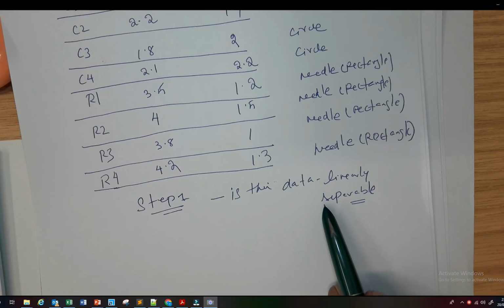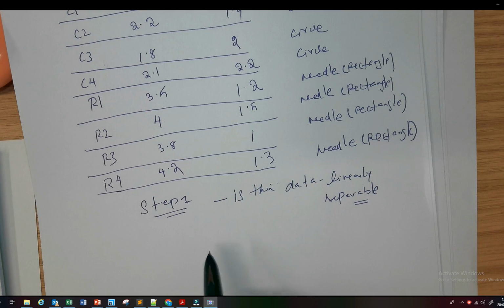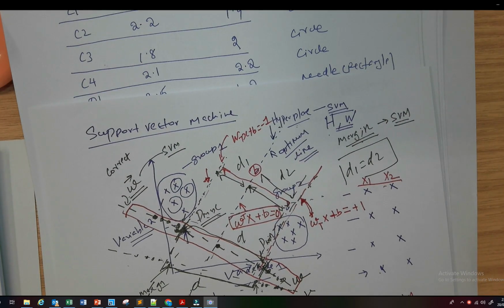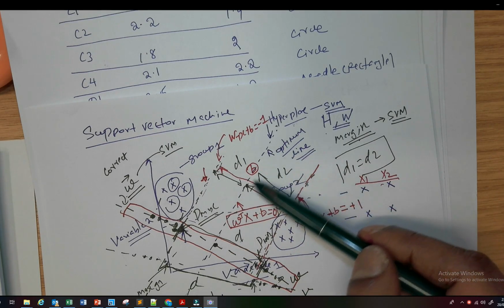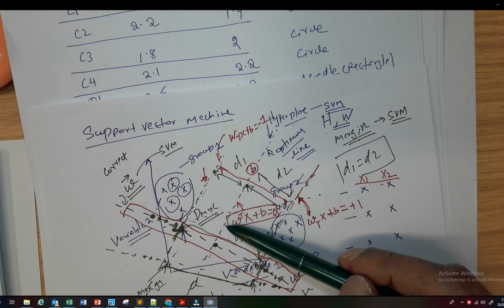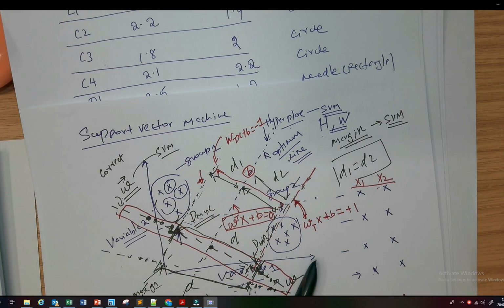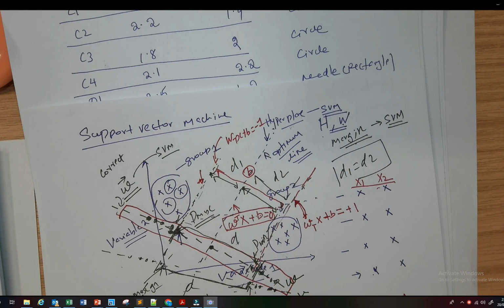So what do we mean by data being linearly separable? If you go back to this problem, say you have one linear line, in this case your hyperplane. If there exists one straight line that puts all points of one class on one side and all points of the second class on the other side, then you can tell that the data is linearly separable. That's the meaning of that.